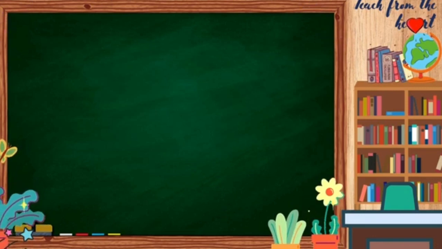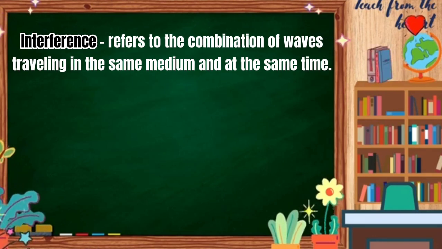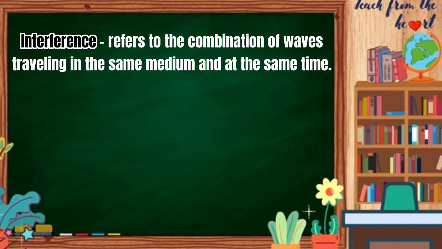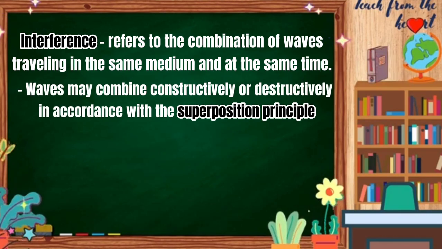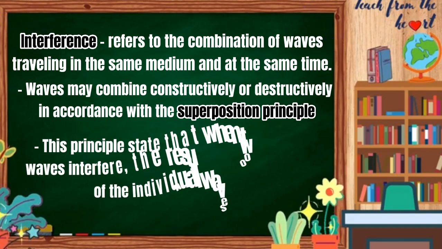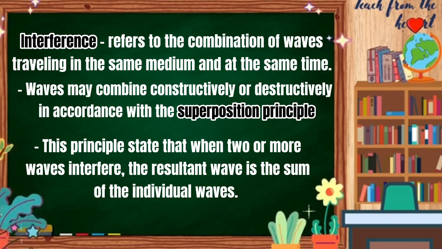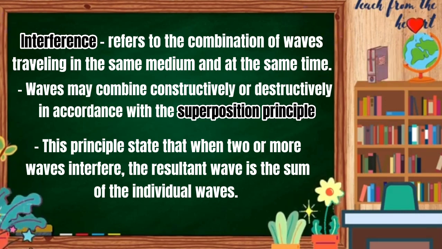Now, our last topic is all about interference. Interference refers to the combination of waves traveling in the same medium and at the same time. Waves may combine constructively or destructively in accordance with the superposition principle. This principle states that when two or more waves interfere, the resultant wave is the sum of the individual waves.